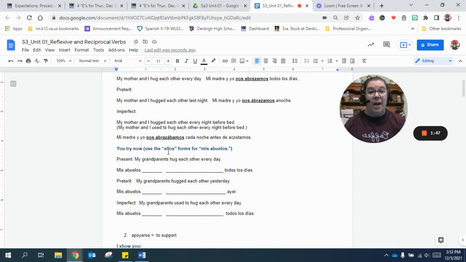Now I want you to give it a try, and you're going to use the ellos form for mis abuelos. So present, my grandparents hug each other every day. Mis abuelos todos los días. Did you put in se abrazan? Preterite, my grandparents hugged each other yesterday. Mis abuelos ayer. All right, did you put in se abrazaron?